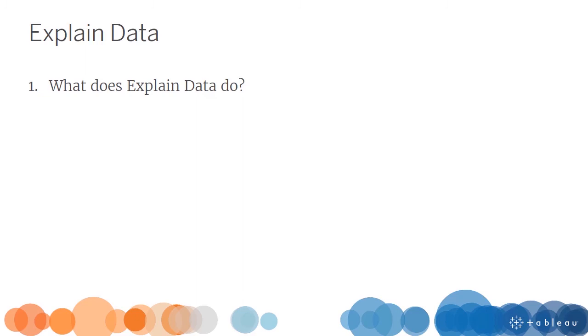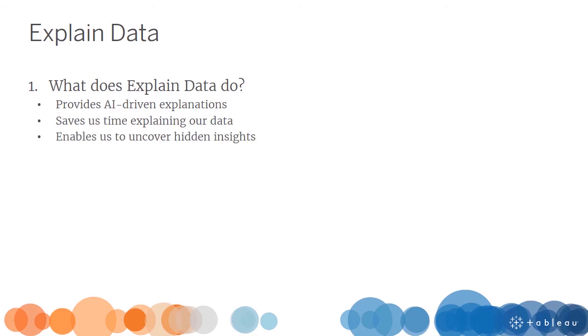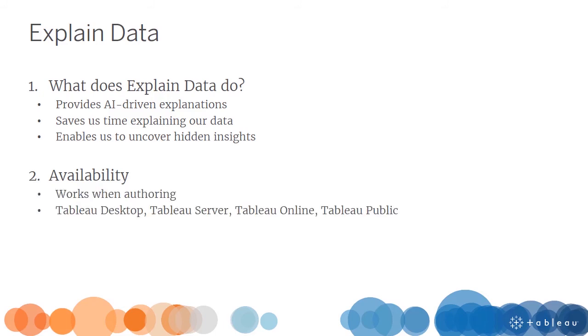Explain Data automatically provides AI-driven explanations for the value of a data point with a single click. Based on advanced statistical models, explanations are relevant and integrated, saving us time and enabling us to uncover insights we may not have found otherwise. Explain Data works when authoring in Tableau Desktop, Tableau Server, Tableau Online, and Tableau Public. It is available to users with Creator and Explorer access. Use the workbook below to follow along.